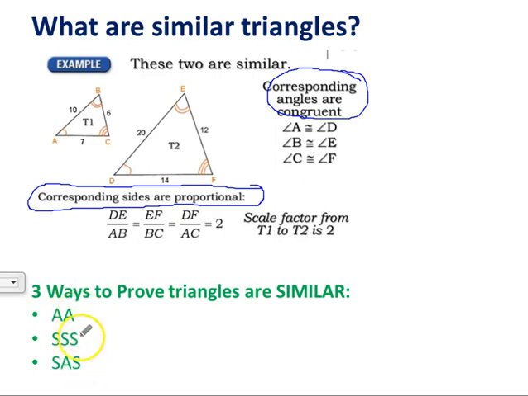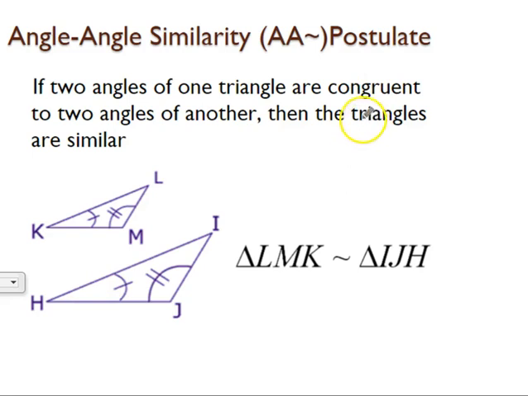To prove triangles were congruent, we had more than 3 ways, but there's only 3 ways, and here they are. So let's start with the 2 that look familiar: side side side, side angle side, and then the new one is angle angle. So they're a little bit different. We use these a little bit differently.